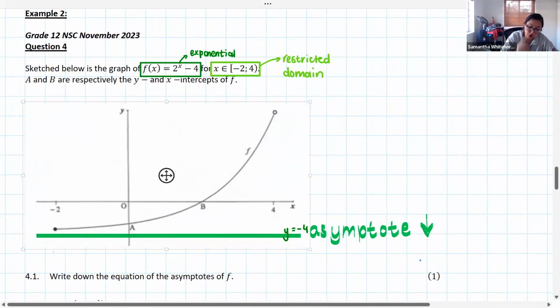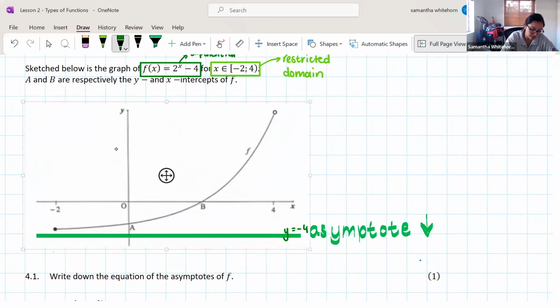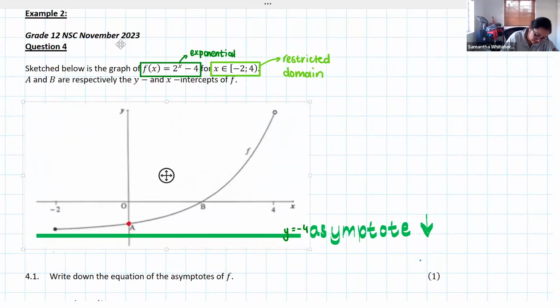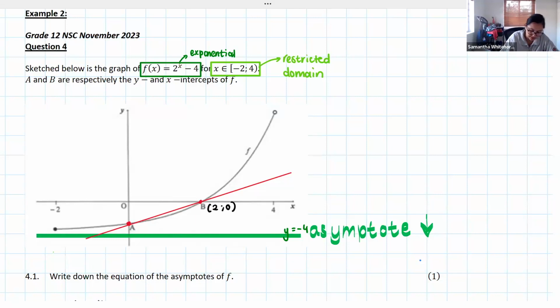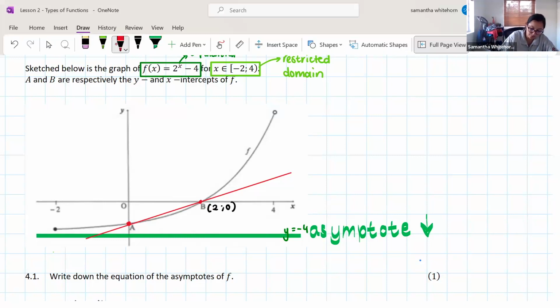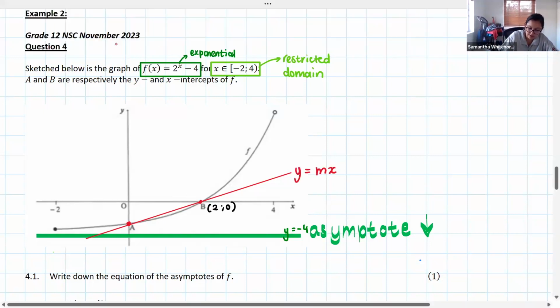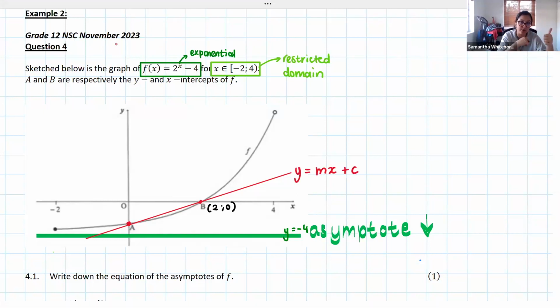So it says k is a straight line passing through A and B. So here's A, here's B. We need the equation of this line that's passing through both of those coordinates. Now we have just worked out that B is at 2, 0, and we can easily go find out what A is. Now, because AB is a straight line, we need to essentially find y equals mx plus c. We need to know m, the gradient, and we need to know c, the y-intercept.